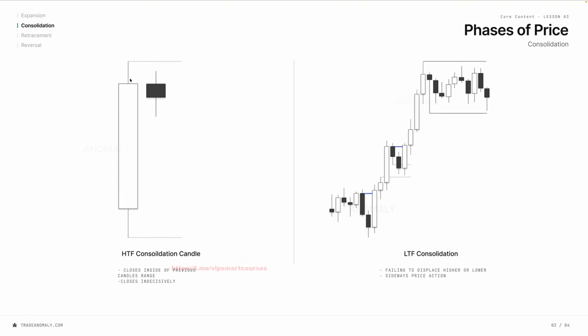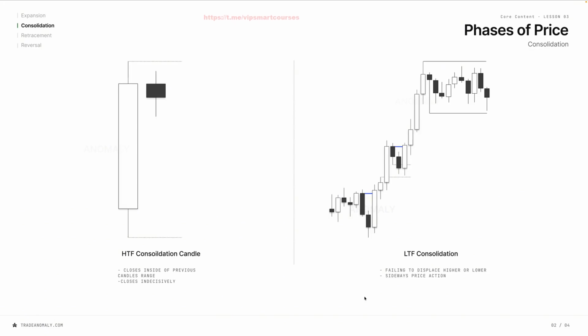So as you can see, this previous candle has expanded, and what price will look like within a consolidation, especially on the higher time frame, it will not take out the previous candle's high or low, which is what we call an inside bar, right? It's a neutral candle or a small range candle. So as you can see down here, closes inside of the previous candle's range, closes indecisively.